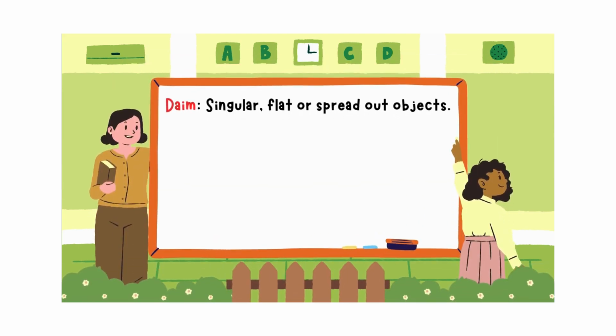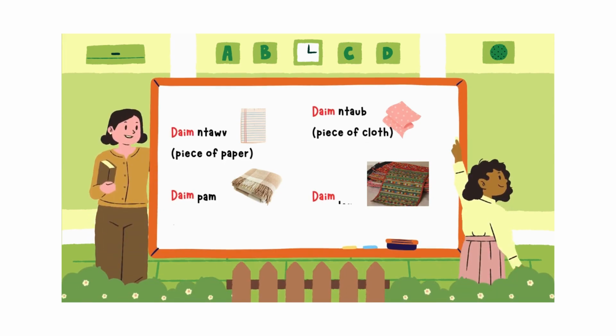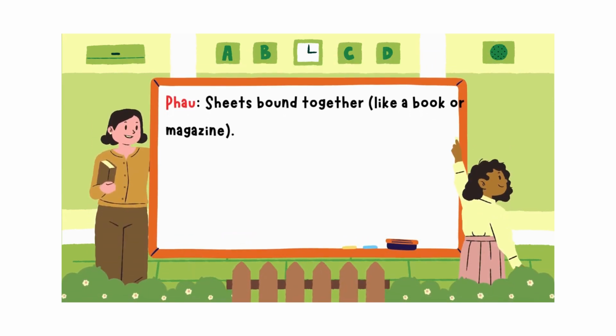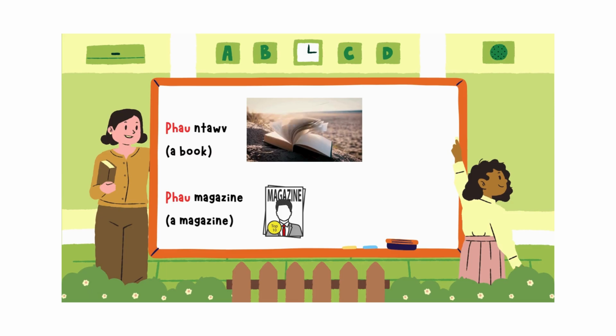Dai. Dai refers to singular, flat, or spread out objects. For example, dai dao, piece of paper, dai ba, singular blanket, dai dao, a piece of cloth, dai lei, a piece of rug. Pao. Pao refers to sheets bound together like a book or a magazine. Pao dao, a book. Pao magazine, a magazine.